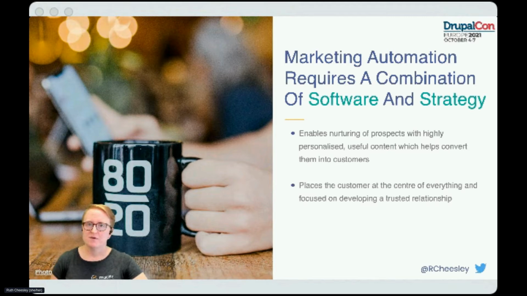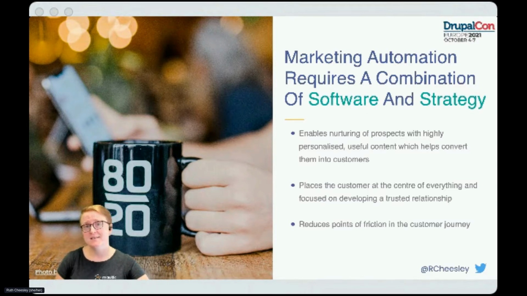A good marketing automation strategy puts the customer at the heart of everything and is really focused on developing that trusted relationship. It's focused on reducing points of friction along that customer journey, anticipating them, knowing what would be useful to provide to the customer in order to address those points, providing it through the right channel, and then making sure that the customer understands where their next step is.